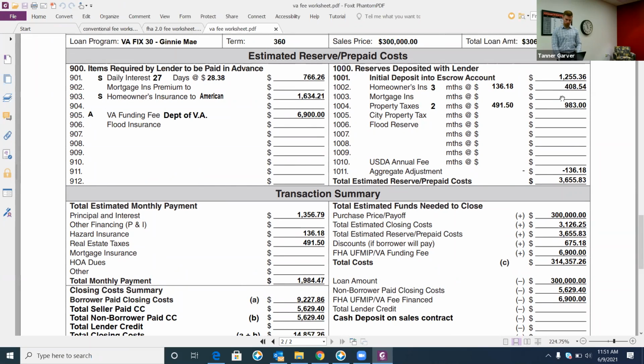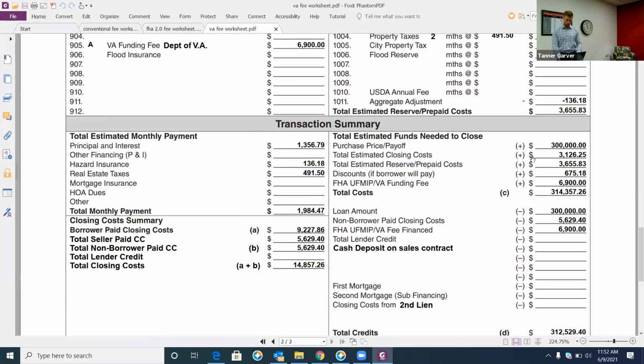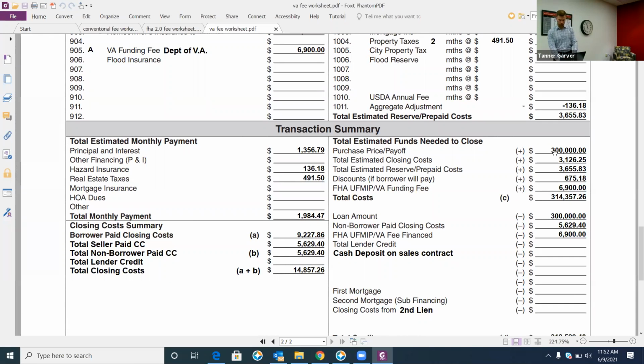They collected the 3 months home insurance and 2 months taxes, just as the last one, to get your number of $1,200. And when you come down here, here's where it gets cool. Monthly payment, you can see here. The closing costs, everything is a little more expensive because of that funding fee, but it gets taken out, as you'll see over here. So the purchase price is $300,000.